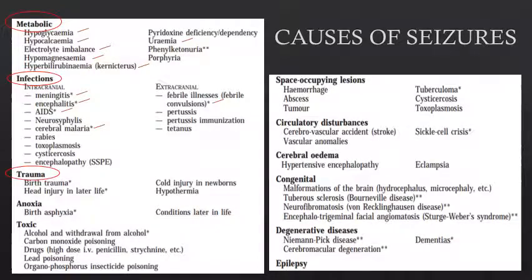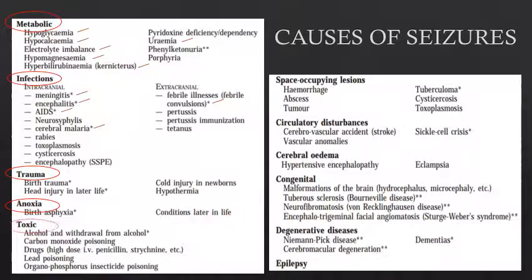Next, we have trauma to the brain. Birth trauma that can occur during delivery, as well as head injury that can occur later in life. Next, we have anoxia, or lack of oxygen supply to the brain. This can happen due to birth asphyxia, where the baby's brain does not receive enough oxygen. This can lead to conditions like cerebral palsy as well as seizures.